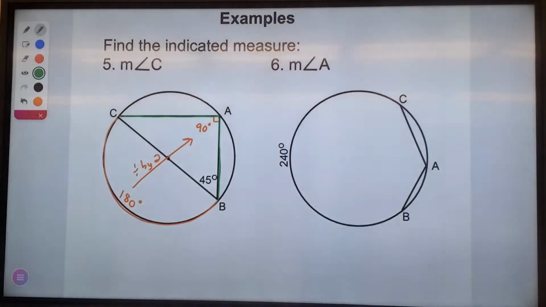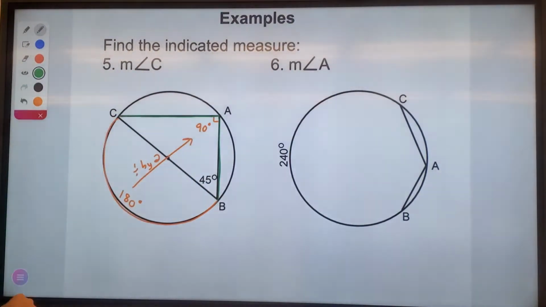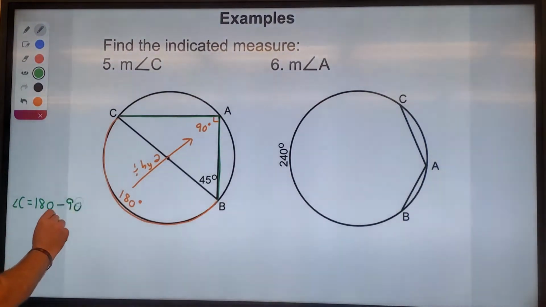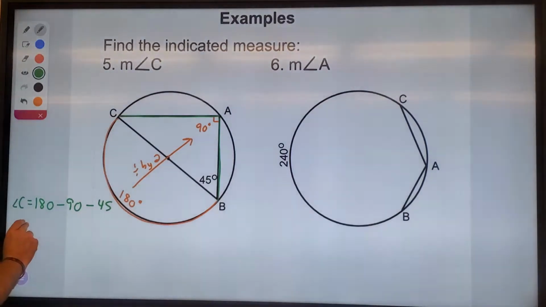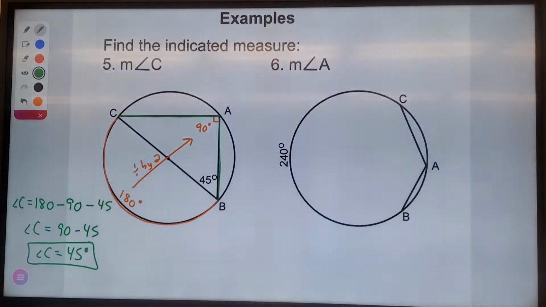I should then know from previous units that a full triangle has 180 degrees. So angle C is equal to 180 minus the 90 we just found, minus the 45 that was given, which then tells me that angle C is equal to 90 minus 45. So angle C is equal to 45 degrees. Okay.